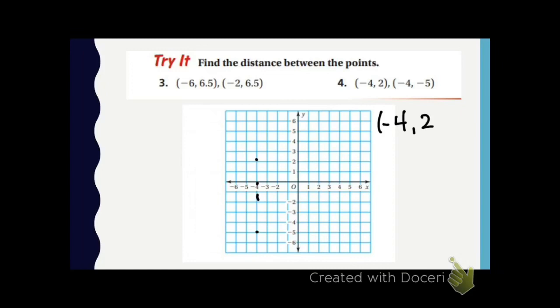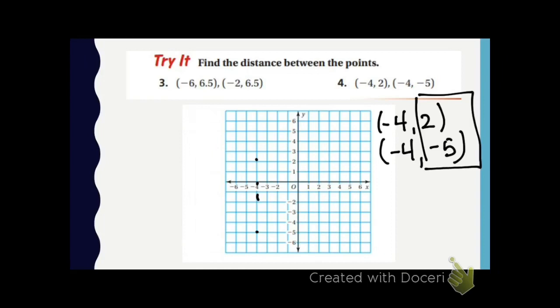We have -4, 2. We have -4, -5. My x values are the same, so I'm going to deal with my y values. Are they in the same quadrant? No, they're not. One is negative, one is positive. So I will add the absolute values. The absolute value of 2 is 2. The absolute value of -5 is 5. 2 plus 5 is 7. 7 units is my distance.